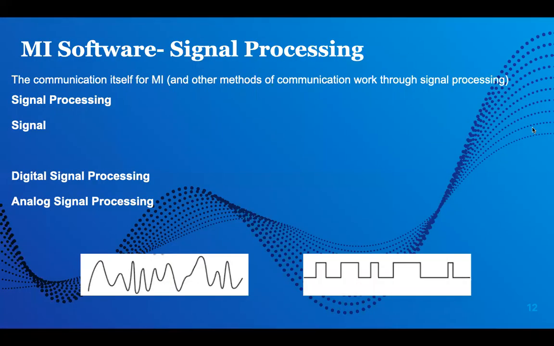The software for MI, as well as most methods of communication, is signal processing. Signal processing itself is any form of analyzing or modifying a signal, which is just any sort of recorded data or information over time. Digital signal processing is a form of signal processing that works on the quantized theory, so everything is in terms of integer numbers and whole number steps. But the analog signal processing is based on the continuum theory, so everything is very continuous and has a continuous flow of space and time that it uses to record this data.